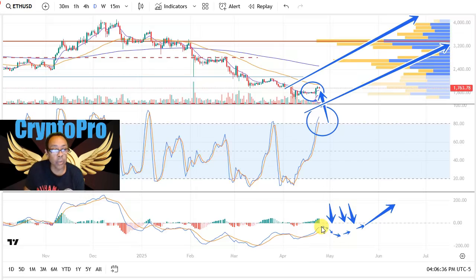So that's just kind of the way I see it. None of this, of course, is financial advice, but that's just reading the chart. It's as simple as that, guys. You don't have to make this complicated.